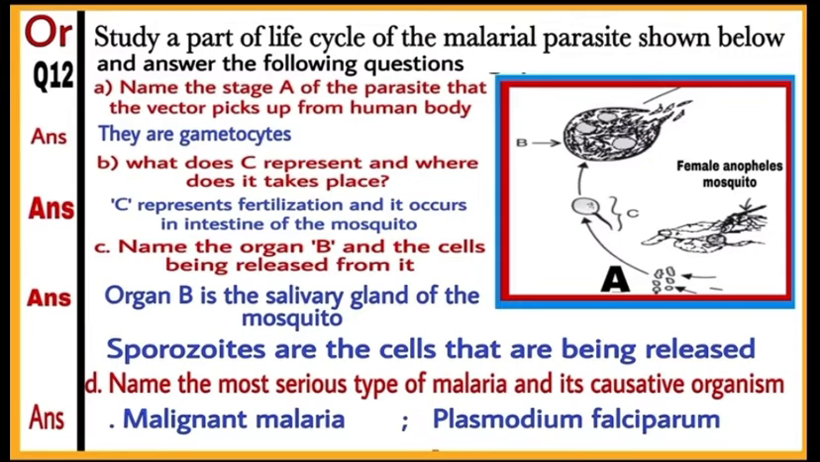Part C. Name the organ B and the cells being released from it. This organ B in diagram is salivary gland of mosquito which releases sporozoites. This sporozoite is an infective stage of malaria जो हमारे ब्लड में मॉस्किटो रिलीज कर देते हैं during the bite. Part D. Name the most serious type of malaria and its causative organism. Most serious type of malaria is malignant malaria and it is caused by Plasmodium falciparum.